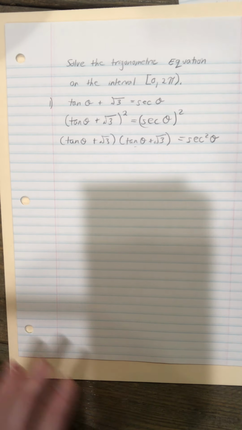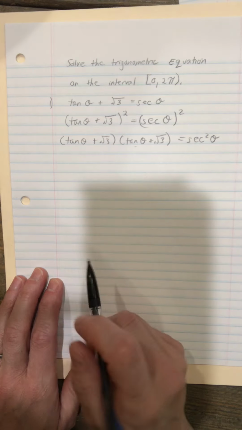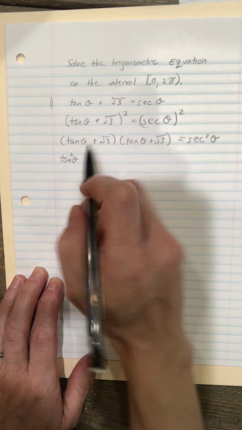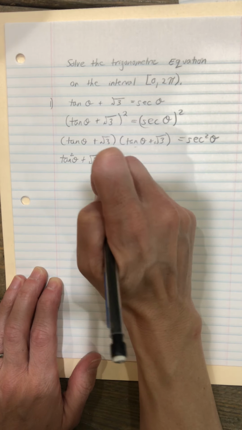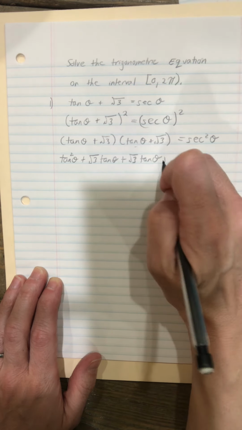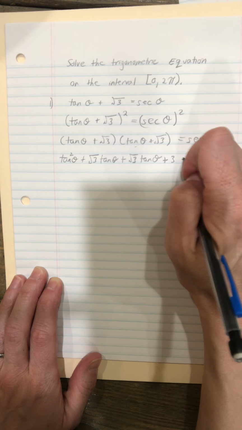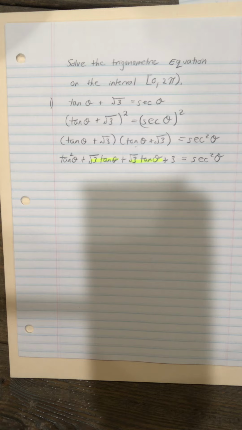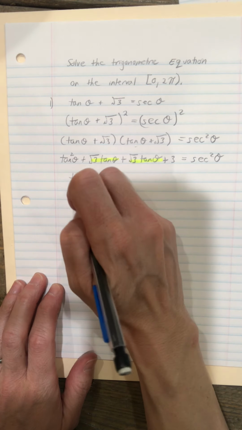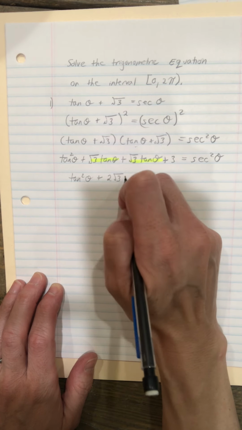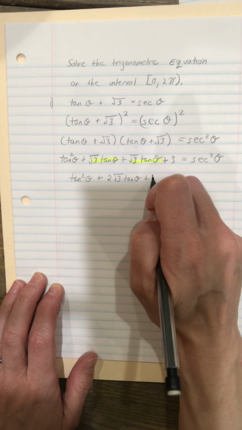Now I'm going to distribute on the left. You guys like to use the word FOIL, either way. I get tan squared theta plus root 3 tan theta plus root 3 tan theta plus root 3 times root 3, which is just a positive 3, equivalent to secant squared theta. Now I have two like terms in the middle, and I can bring those common terms together. I can write tangent squared theta plus 2 root 3 tangent theta plus 3.